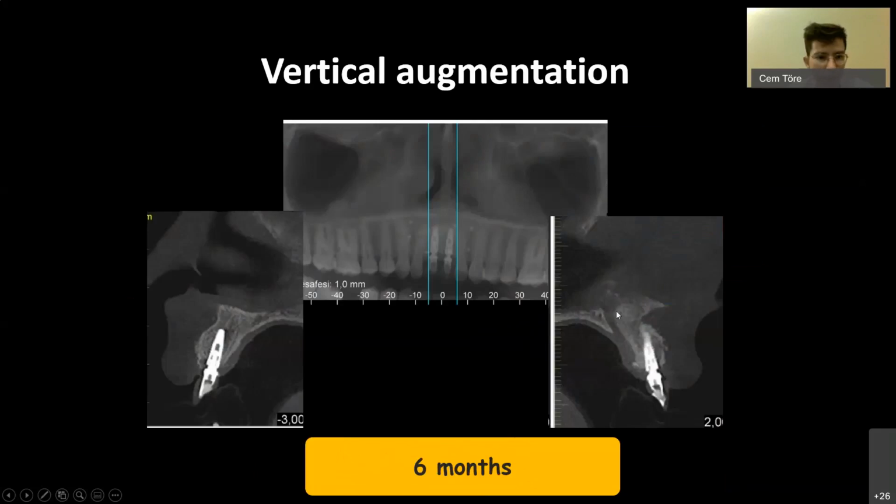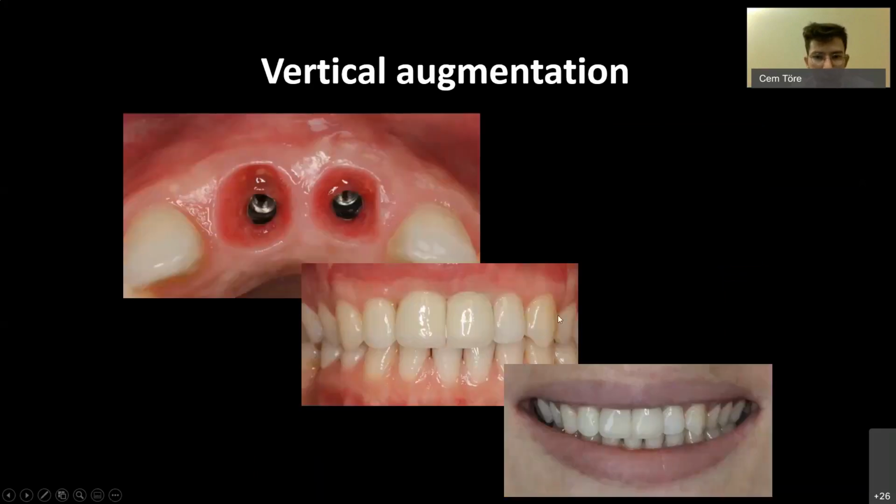6 months after healing, after loading the implants, 6 months, so 15 months total, our bone is in place, right where we put it, right where we need it. This is the end result. And this beautiful contour here is the result of our secondary lateral augmentation.